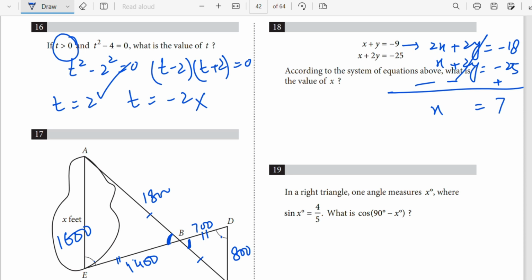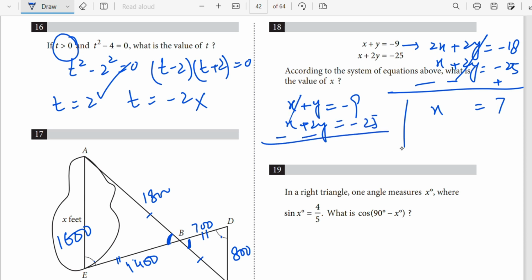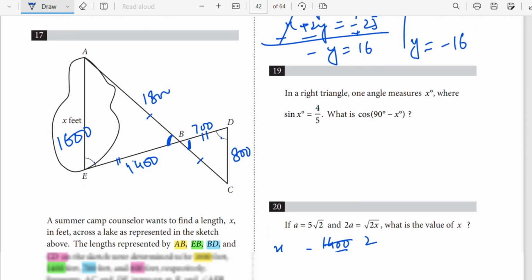But the easiest way is that x plus y is equal to minus 9 and x minus 2y is equal to minus 25. Here you will subtract them. So x cancels by x, and 3y is equal to 25 minus 9, that is equal to 16. You can put it in any equation. So put it in the first equation and then you can get that x is equal to 7. Both are the solution of this equation.